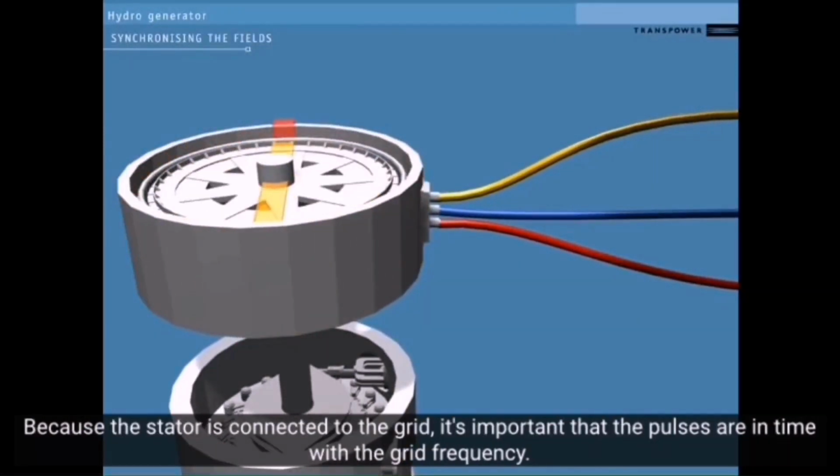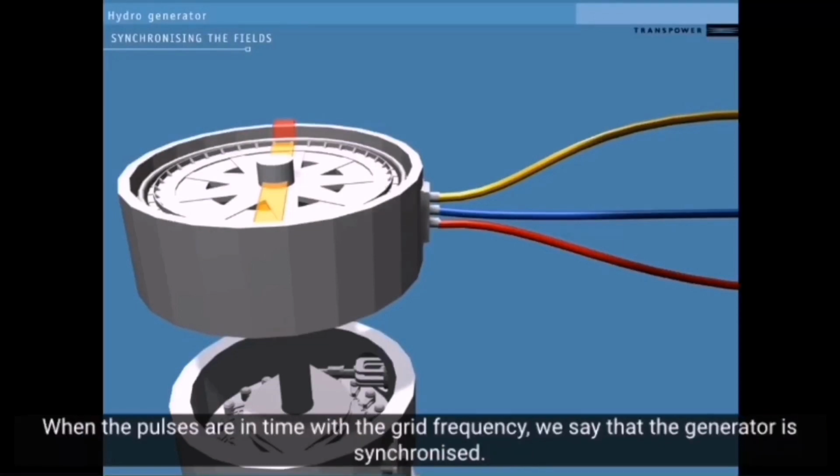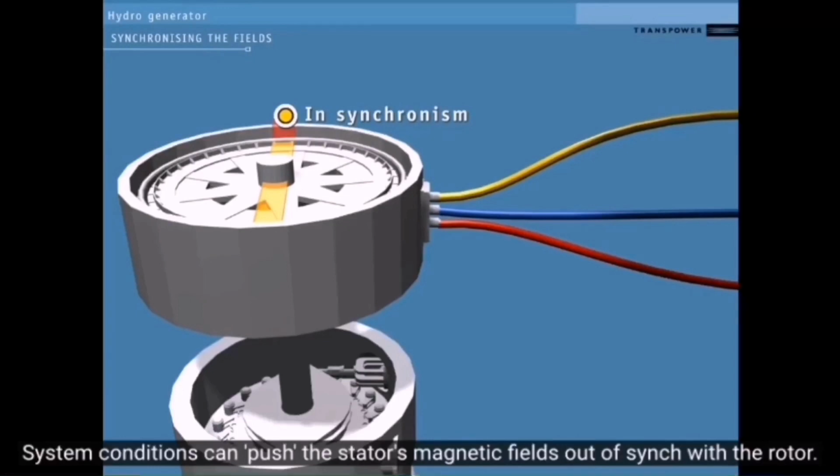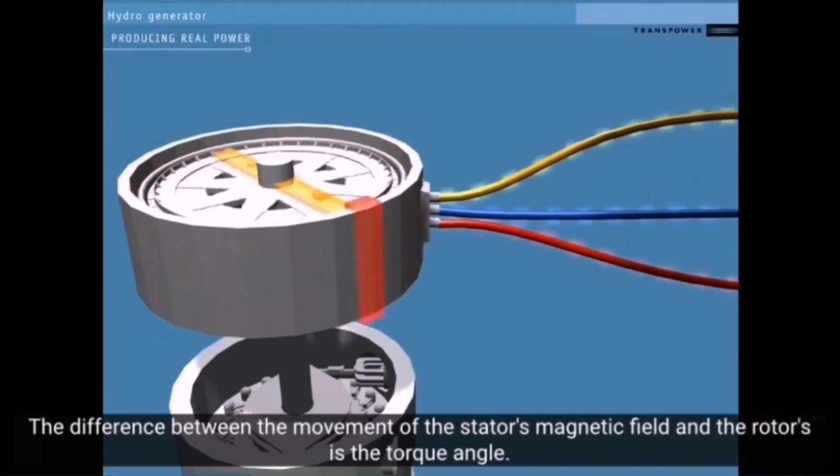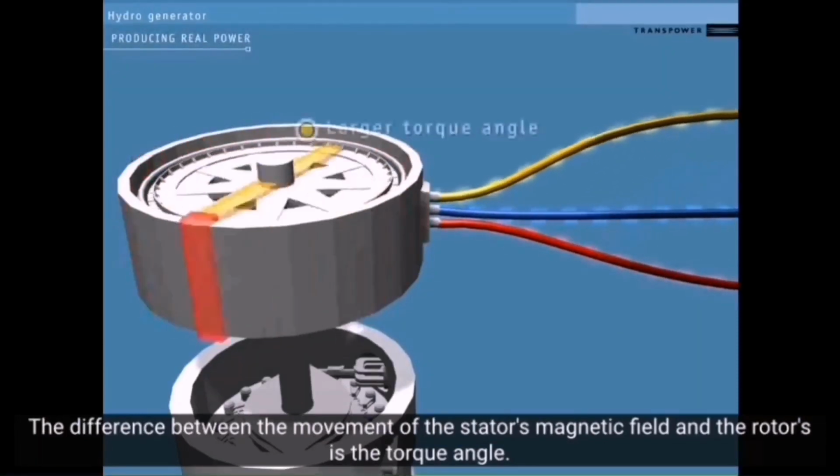Because the stator is connected to the grid, it is important that the pulses are in time with the grid frequency. When the pulses are in time with the grid frequency, the generator is synchronized. System conditions can push the stator magnetic fields out of sync with the rotor. The difference between the movement of the stator magnetic field and the rotor is the torque angle.